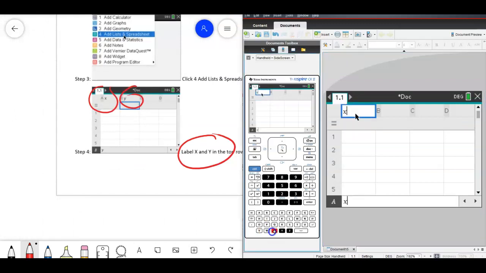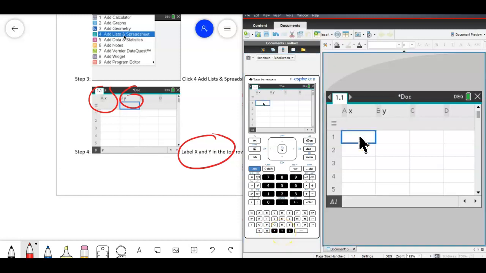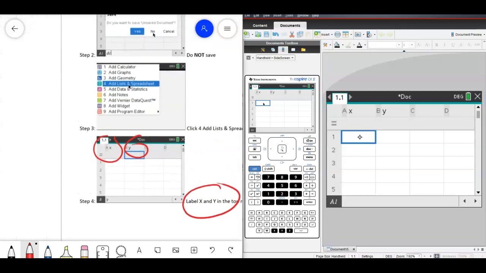So go to the top next to A, put an X. Next to B, put a Y. And then come back down to A1, or 1A. Is it not working? Oh, you have to do a new, when you get to this screen, now, don't forget to put X and Y right here. Then, yeah.